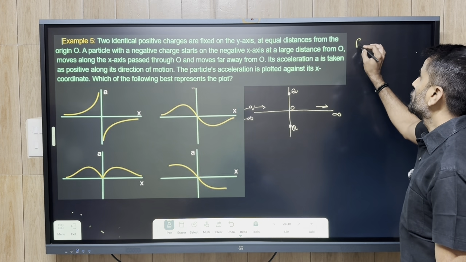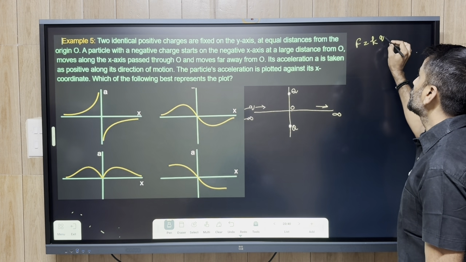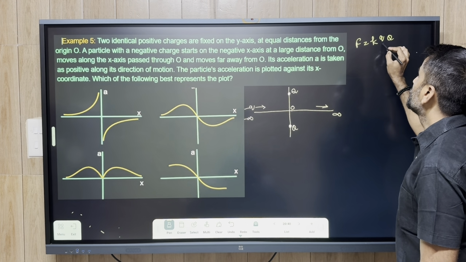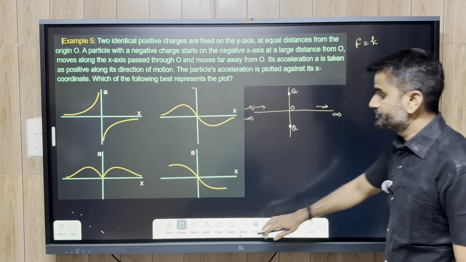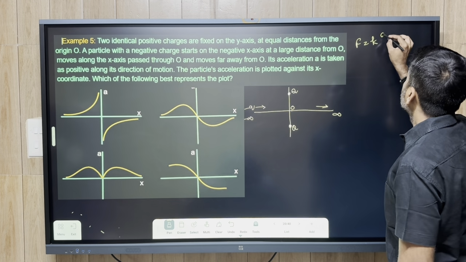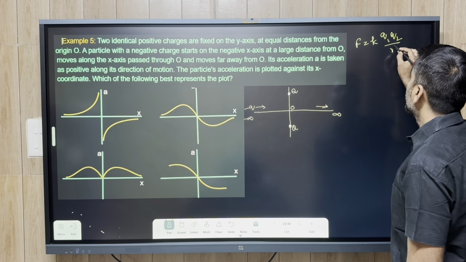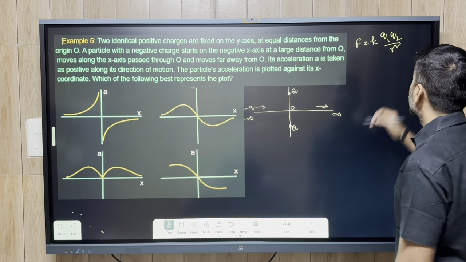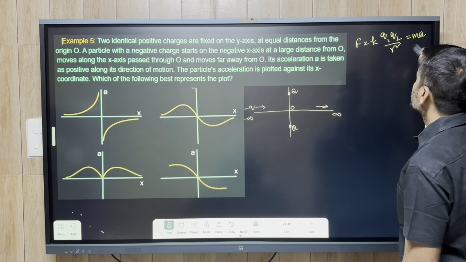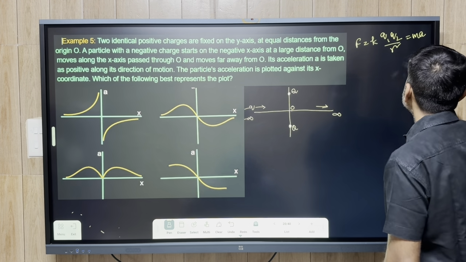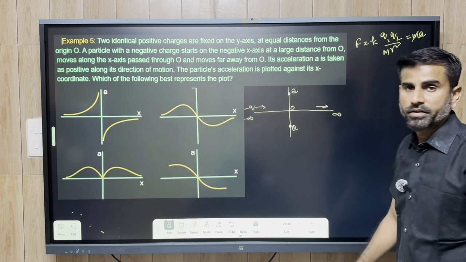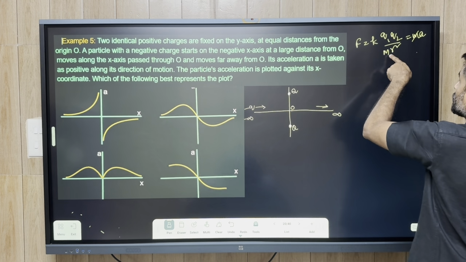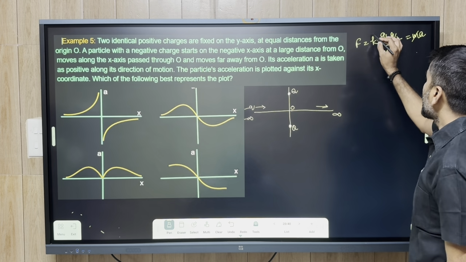Let's understand the equation. First, the force acting between the charges is K Q1 Q2 by R square. This force can be written as MA. If I take this mass out, that means cross multiply, this A is equal to K Q1 Q2 by M R square.